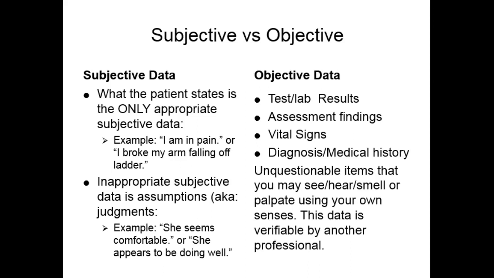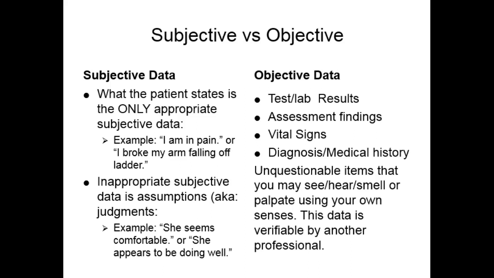That brings us to subjective data versus objective data. So we don't use things like status unchanged or patient stable and in no distress. We don't use that kind of stuff. How do we know they're not in distress? I mean, that's just kind of silly to write that. We write appropriate objective data: test lab results, assessment findings, vital signs.